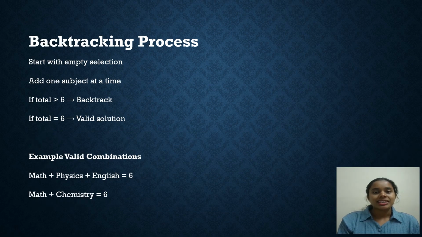Backtracking process: start with an empty selection. Add one subject at a time. If the total is greater than 6, then we need to perform backtracking. If the total is equal to 6, then it is a valid solution. Using a real-world example, we can understand backtracking better.